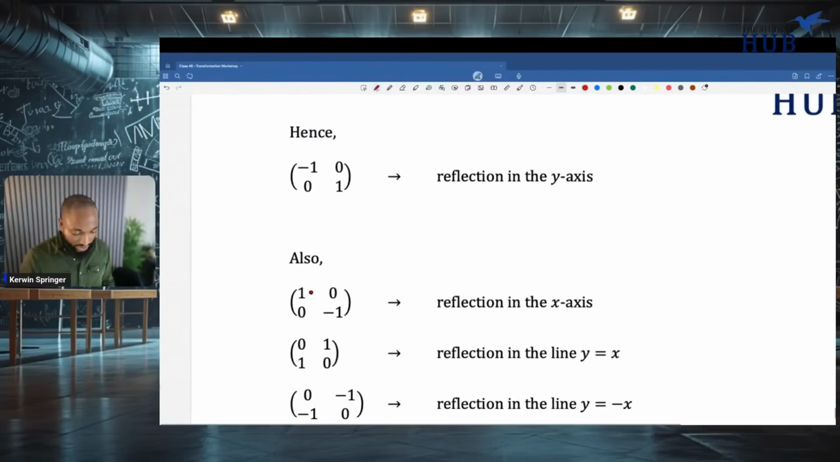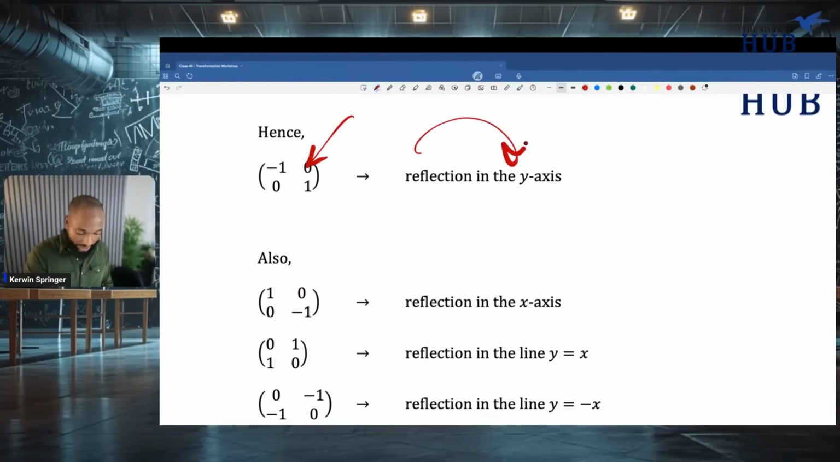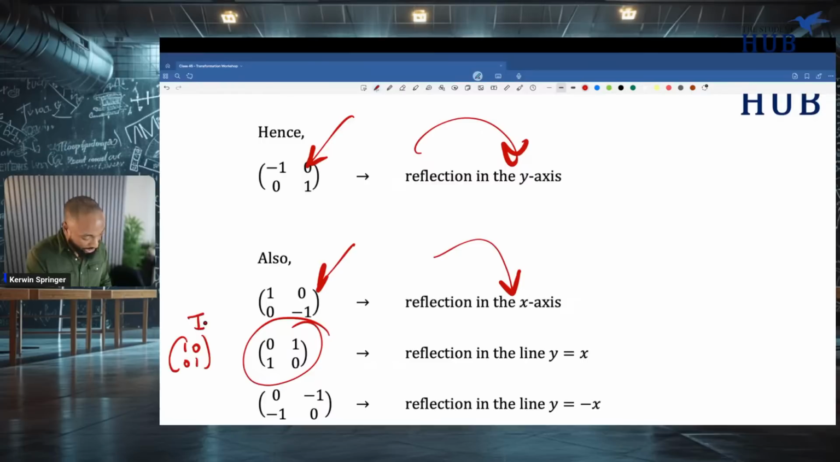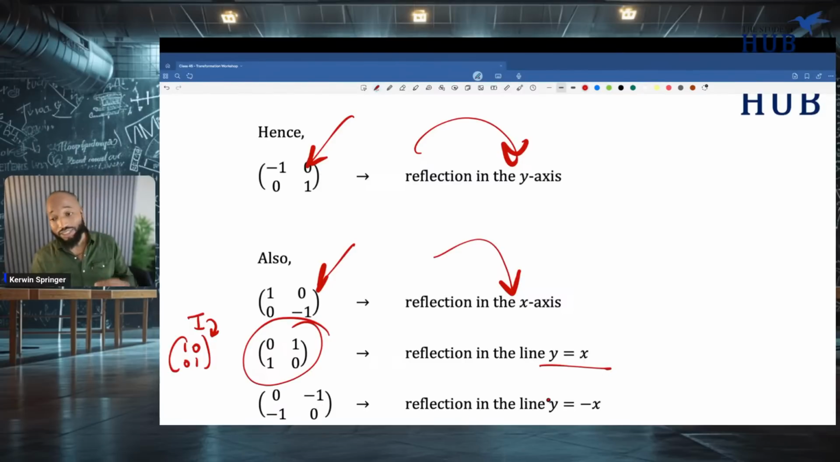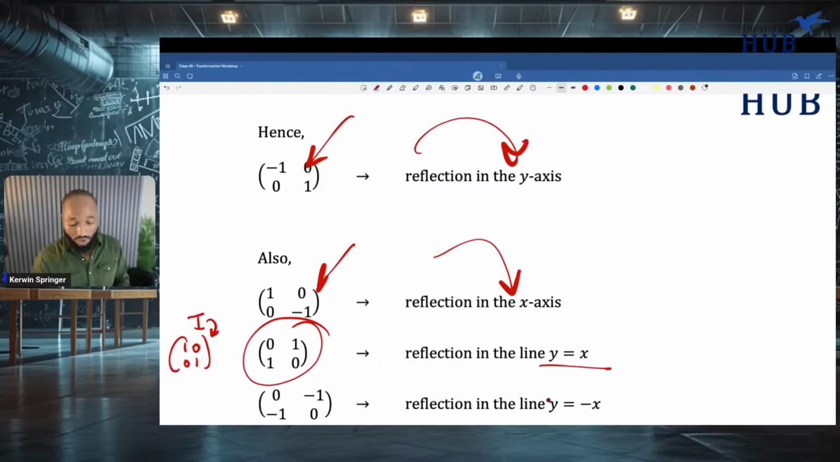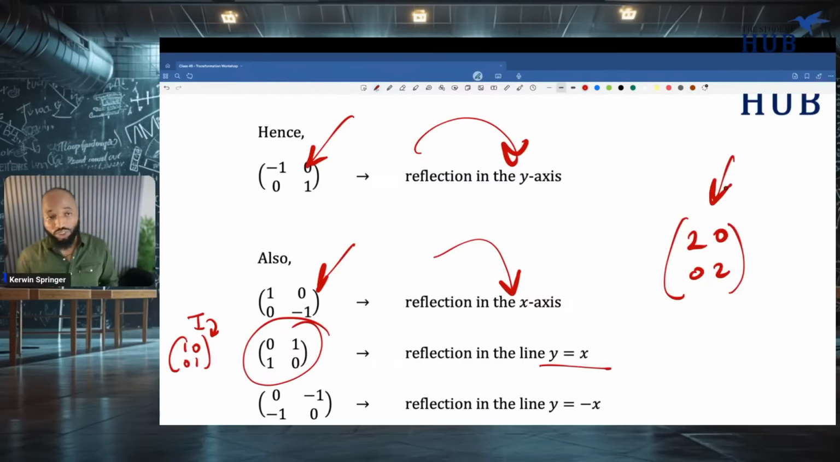Here are some general ideas. This is reflection in the y-axis. This is reflection in the x-axis. Notice how it is vice versa. The normal one was 1, 0, 0, 1. That's the identity matrix, capital I. If I swap it around, it causes a reflection in the line y equal to x. If I put a negative sign, this is reflection in the line y equal to negative x. What do you think will happen if I have 2, 0, 0, 2? What type of transformation do you expect?